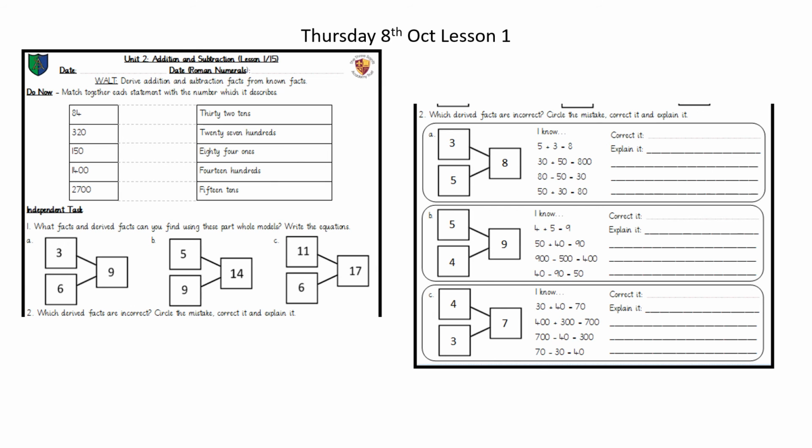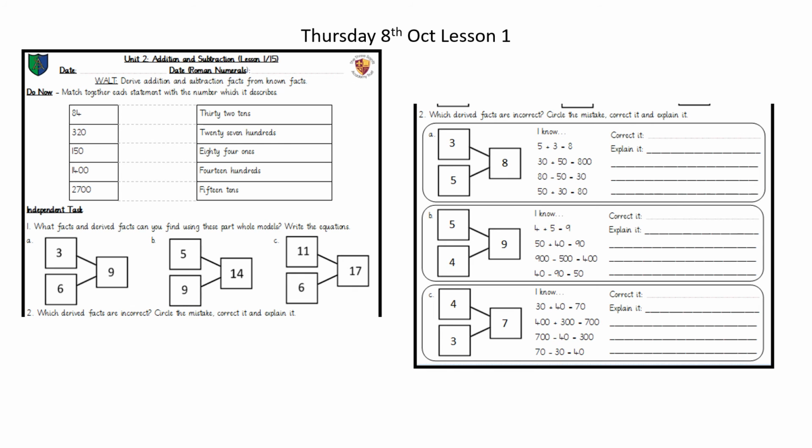I've asked you what facts and derived facts can you find from using these part-whole models. The word derived, this might be new for some of you. If you derive a fact, you work out new facts based on what you know. So with my part-whole, I could say 3 add 6 is 9, 6 add 3 is 9, 9 take 3 is 6, 9 take 6 is 3. I've got a fact family of 4 facts, 2 addition facts, 2 subtraction facts.